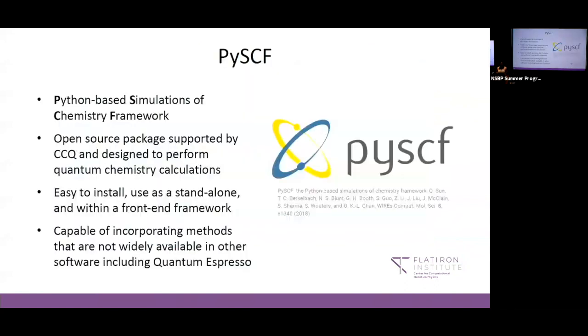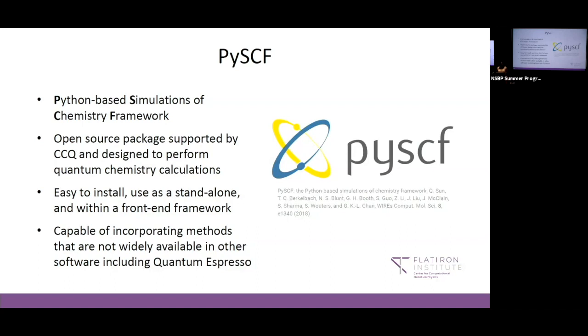This is where PySCF comes in. It is a Python-based simulations of chemistry framework. It's an open source package that is supported by CCQ. So it's great. It's in-house, but it's also widely available to the rest of the scientific community. It's designed to perform quantum chemistry calculations. So it takes a different angle than Quantum Espresso does.